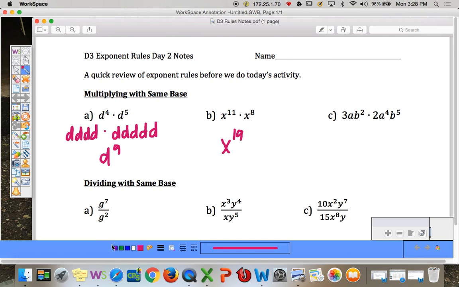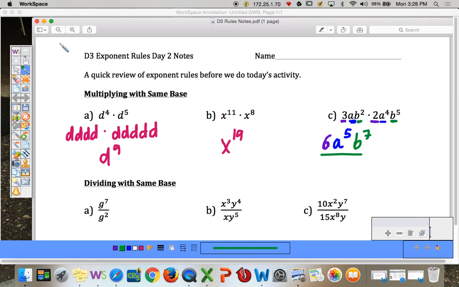This one right here, if there's more than one base, we have to multiply them together. So this is 3 times 2. There are a number of bases, so that's our 6. And then we have 1 a here, and we have 4 a's here, so we add them together, and 1 plus 4 is 5. So we have a to the 5th power. And let's take a look at our b's. We have 2 here and 5 here, so this would be b to the 7th. So there would be our answer right here.